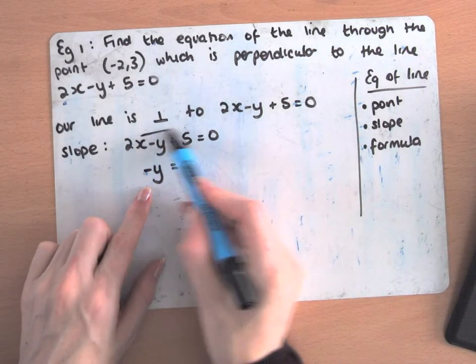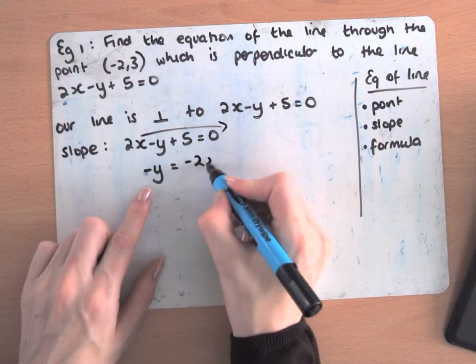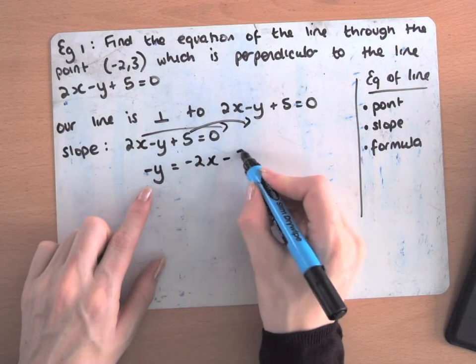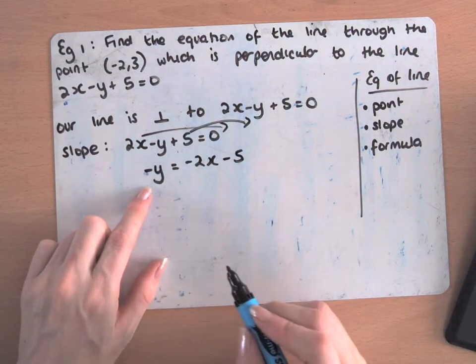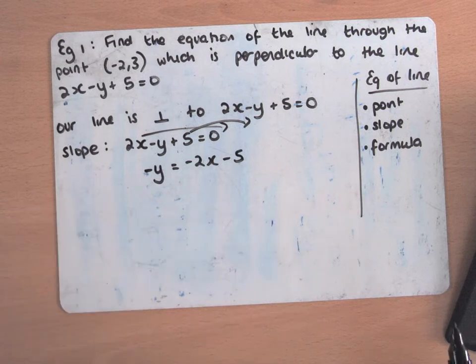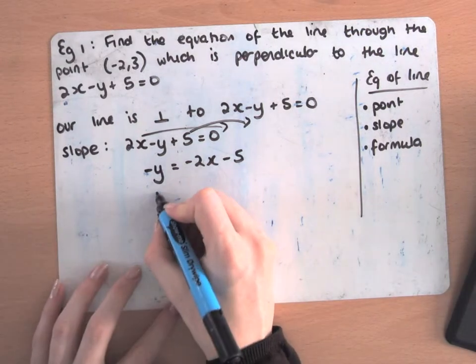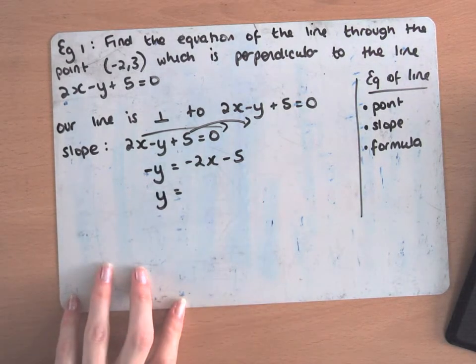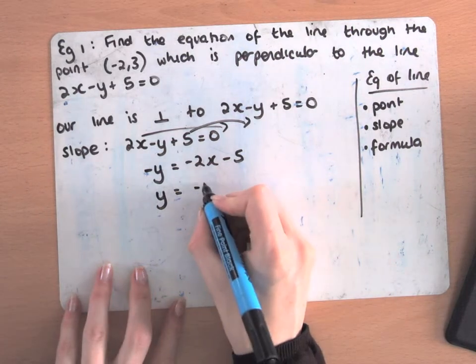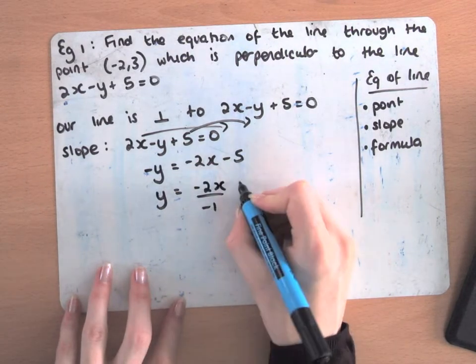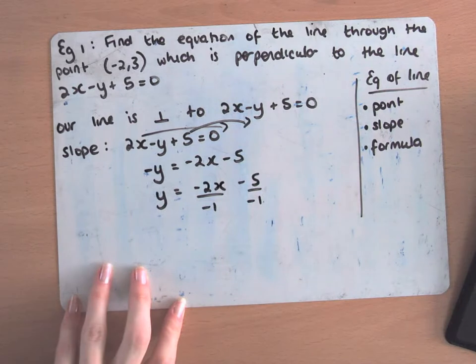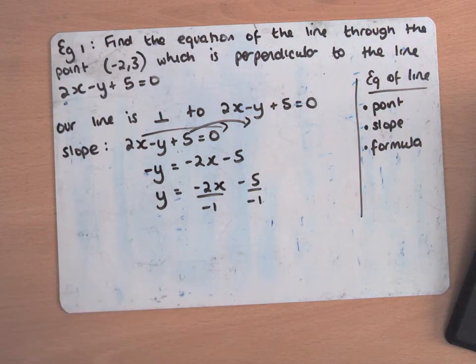So 2x comes over becomes minus 2x, and 5 comes over becomes minus 5. Now, that's what minus y is. Do I want what minus y is? No, I want what y is. So what do I do? Divide by minus 1. Very good. You could absolutely have just changed all the signs, 100%.